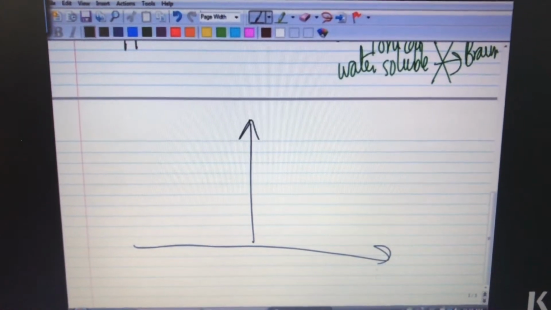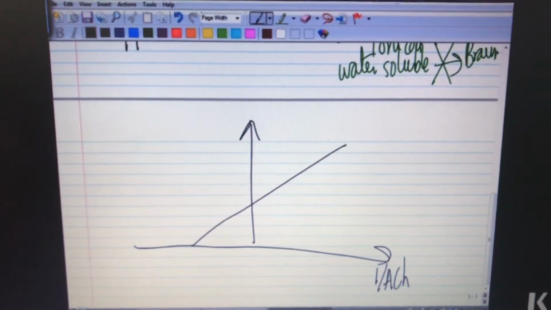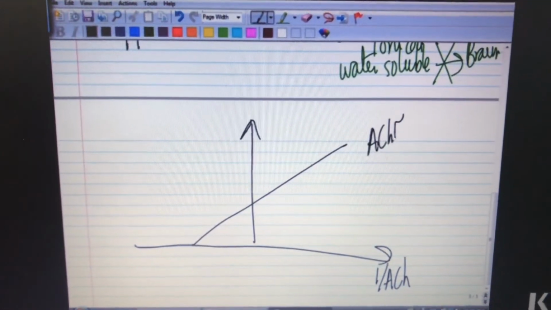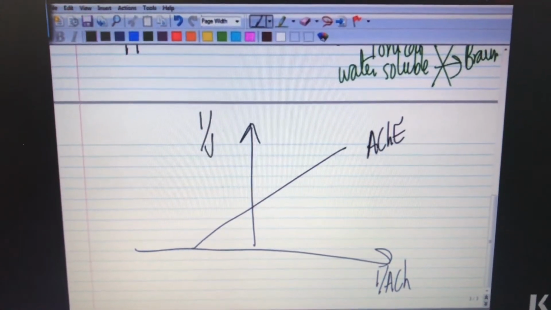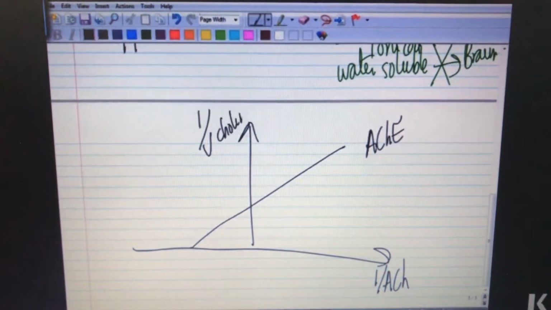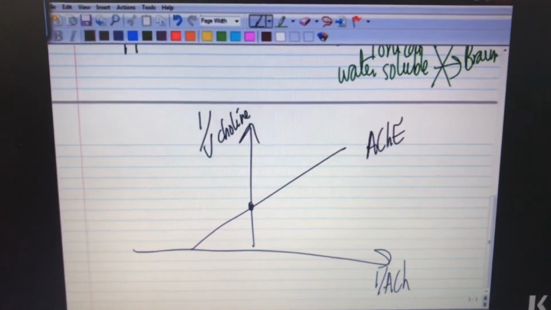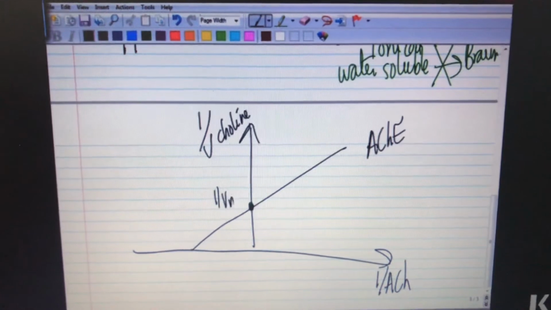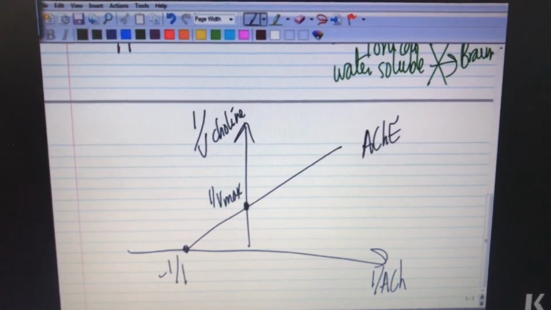This would be 1 over acetylcholine, the substrate. This would represent acetylcholine esterase, the enzyme. And here would be 1 over the speed of production of the product, which is choline or acetate. Let's not forget that here on the y-axis where the curve crosses, you see 1 over Vmax. And of course, here on the x-axis, you see minus 1 over Km.